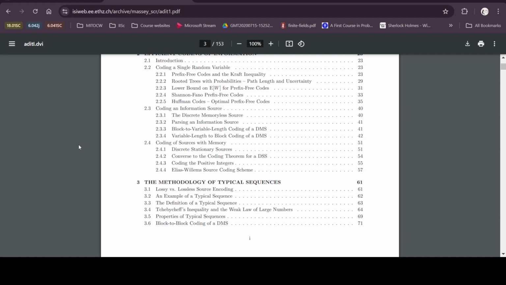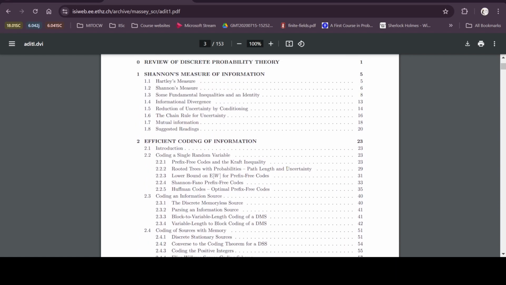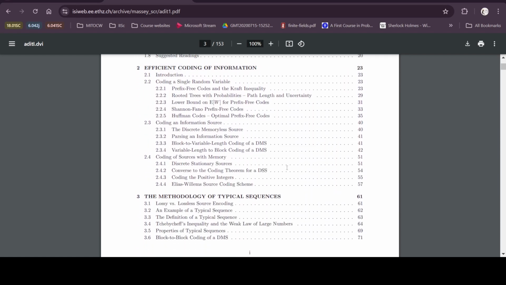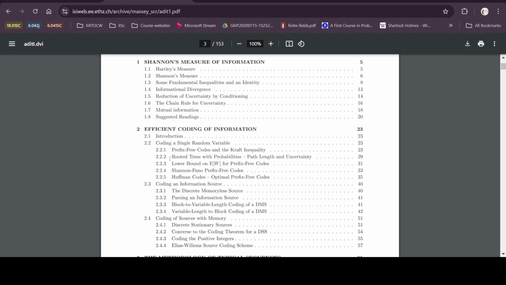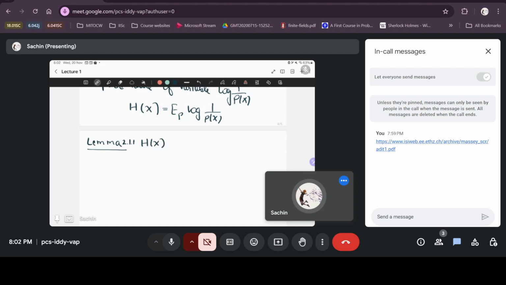We'll see, if this takes a lot of time, then I won't do any problem solving. You can solve problems from the Cover and Thomas textbook. You will probably be able to find solution manuals online also, where you can verify. And if you don't understand any problem, then you can ask me.